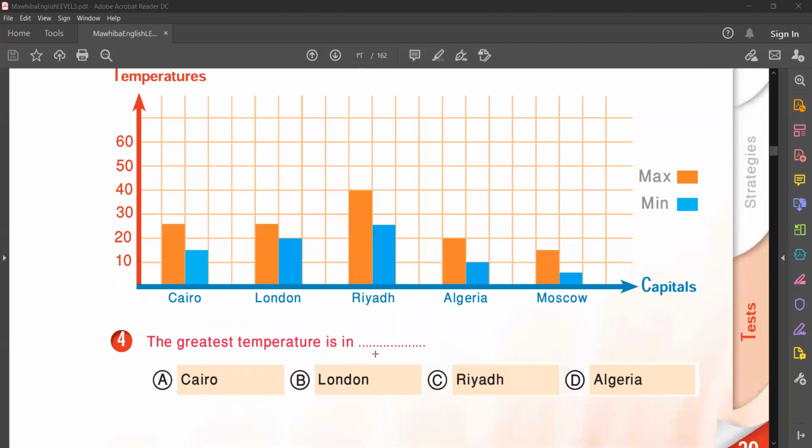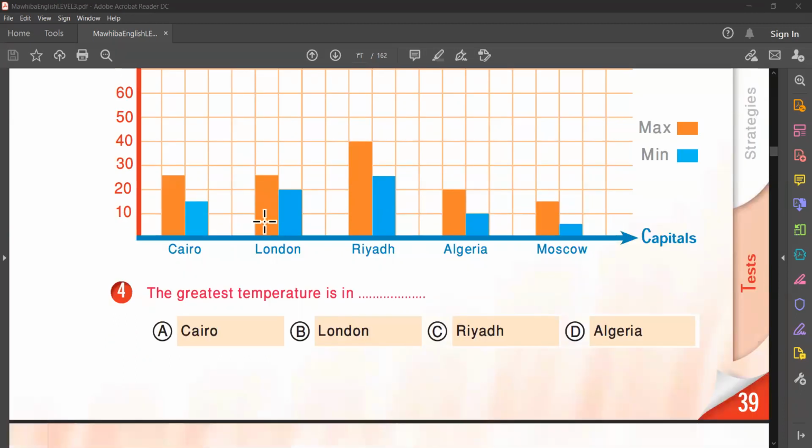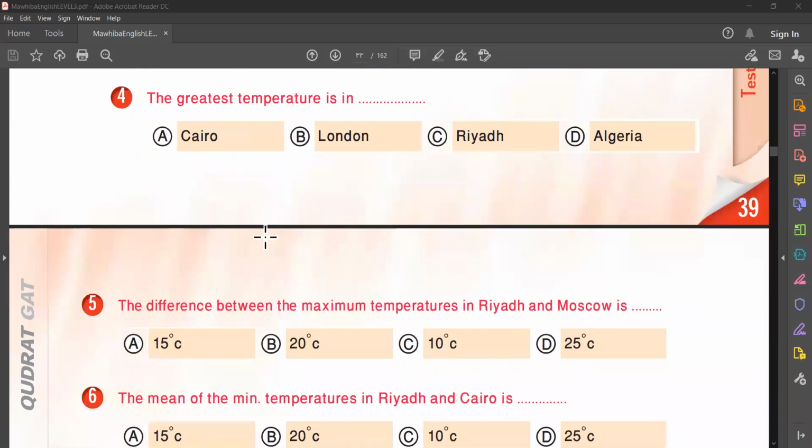Can you help me to find the answer? The greatest temperature is in where? Yes. Look here. Riyadh. Yes. So the answer is what? Is C. Okay, now. The 5 questions.